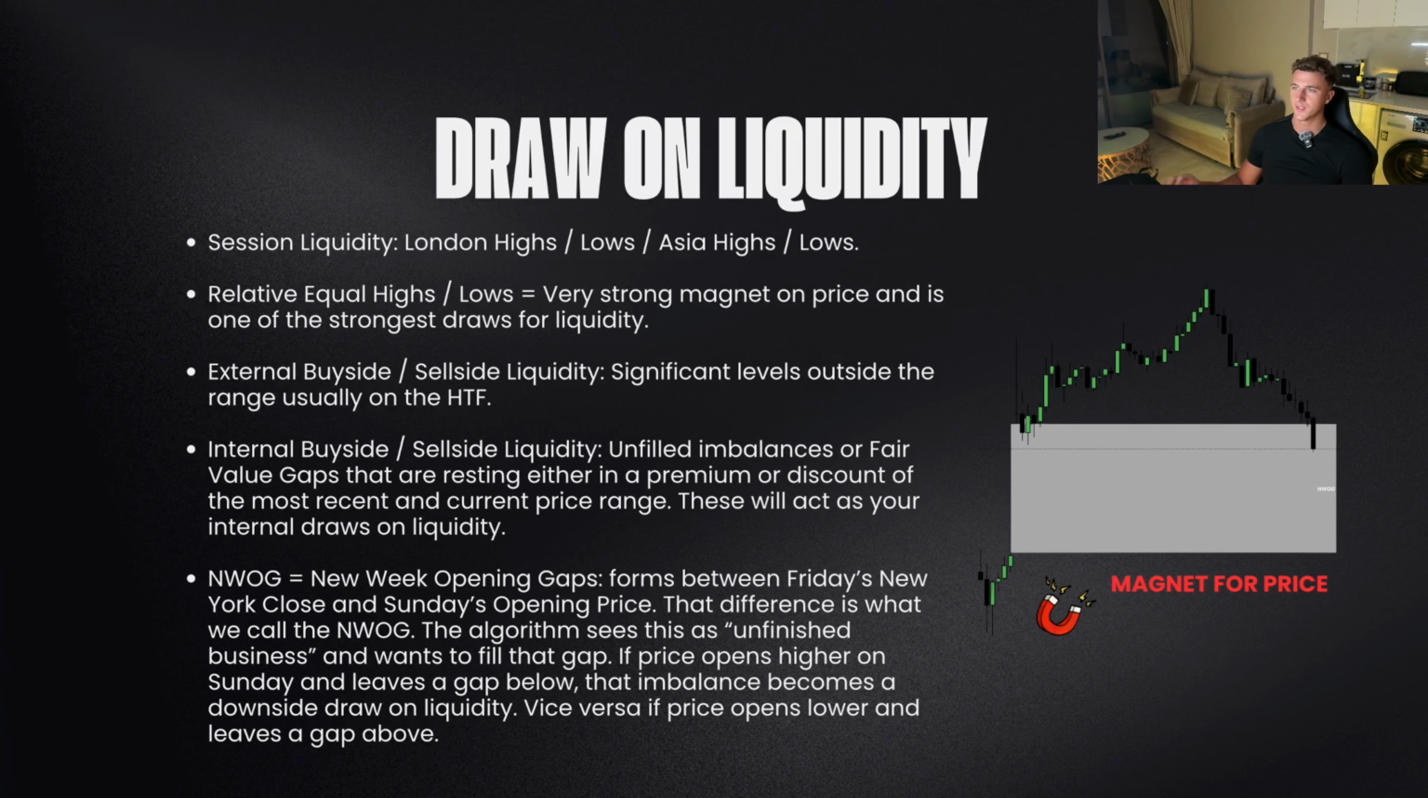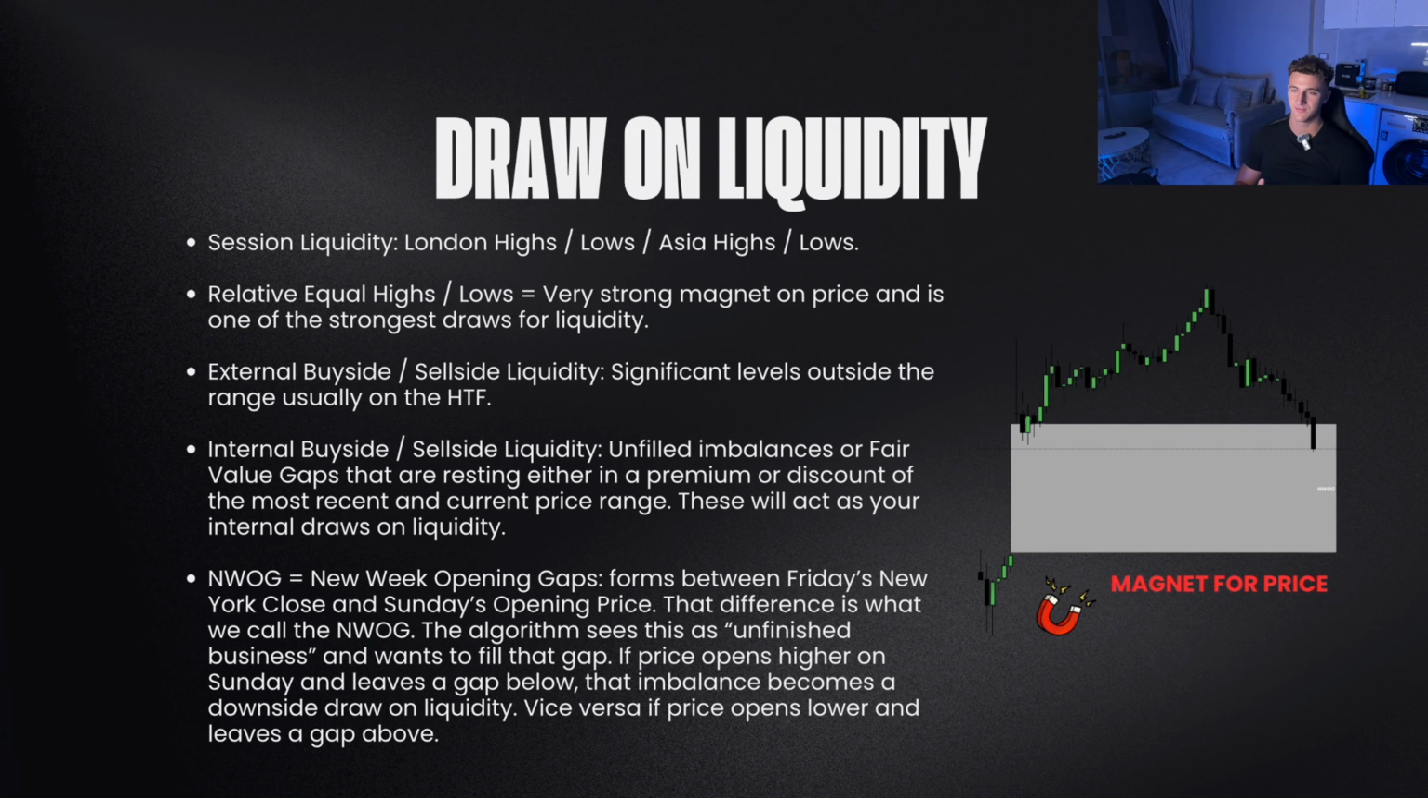Okay, so draw on liquidity, let's go over some points that can act as a magnet for price. Number one is going to be session liquidity, right? Things like London highs, London lows, Asia highs, Asia lows. These are major liquidity levels that can act as a draw on liquidity for price.